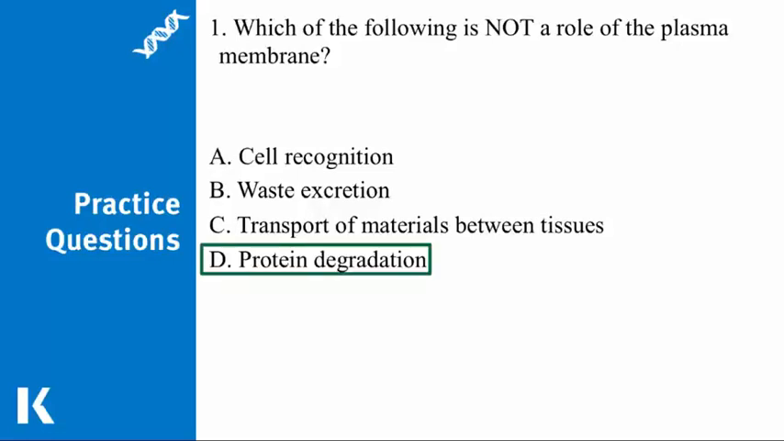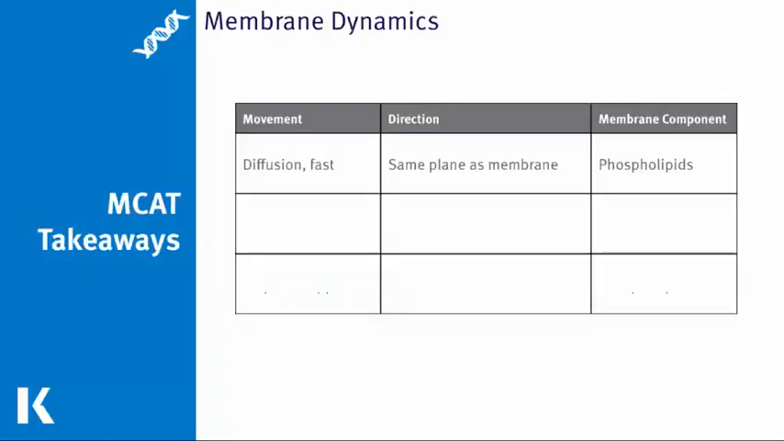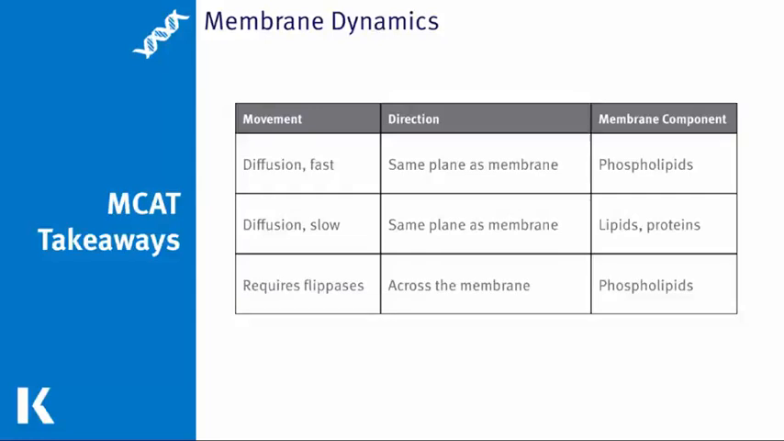The correct answer is D. The plasma membrane has nothing to do with breaking down proteins, but it is super important for cell recognition, waste excretion, and material transport. Phospholipids can diffuse very quickly due to small size and charge within one plane of the lipid bilayer. Big proteins and lipid rafts can also diffuse, but due to their size, it happens more slowly for them than for phospholipids. If phospholipids need to get across the membrane, they need a flippase enzyme to help them out.